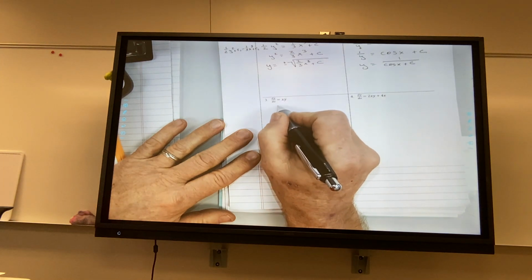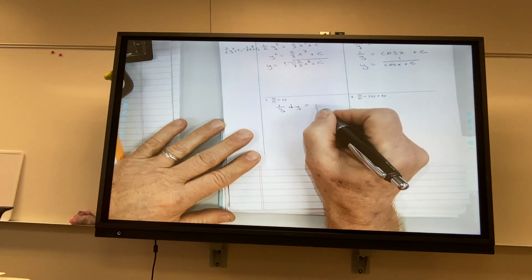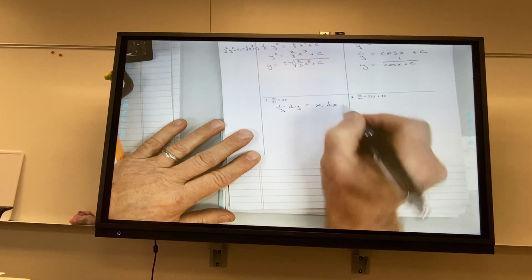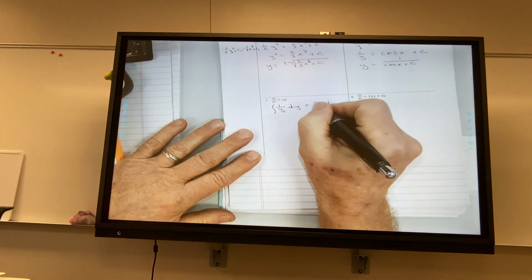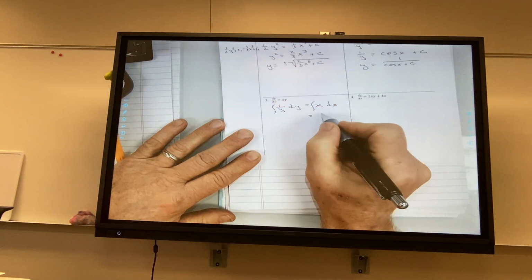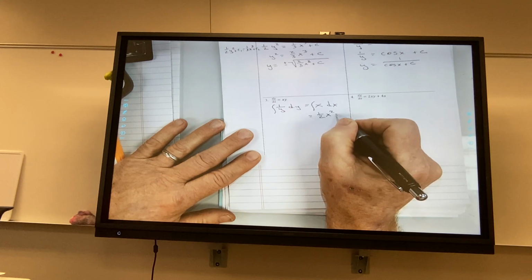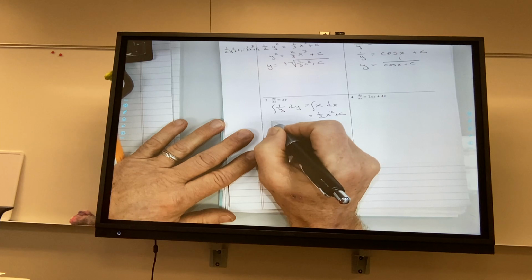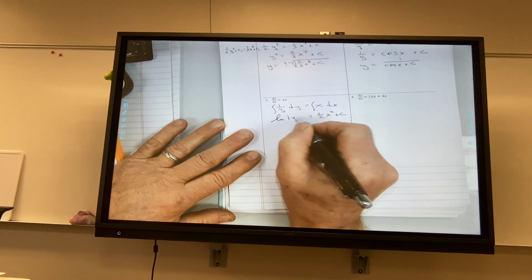Would you do 1 over y times dy equals 1/2 x squared dx? Oh, you're right, but right now I'm just going to write that. You're headed in the right direction, okay? Now I'm going to integrate. And over here you get what? 1/2 x squared plus c. What do you get here? Is that like the natural log of y? The absolute value of y.